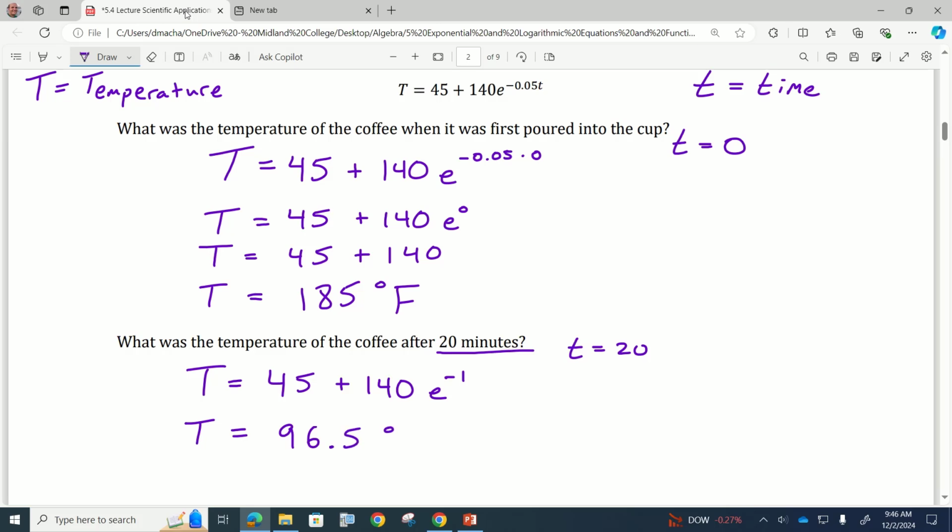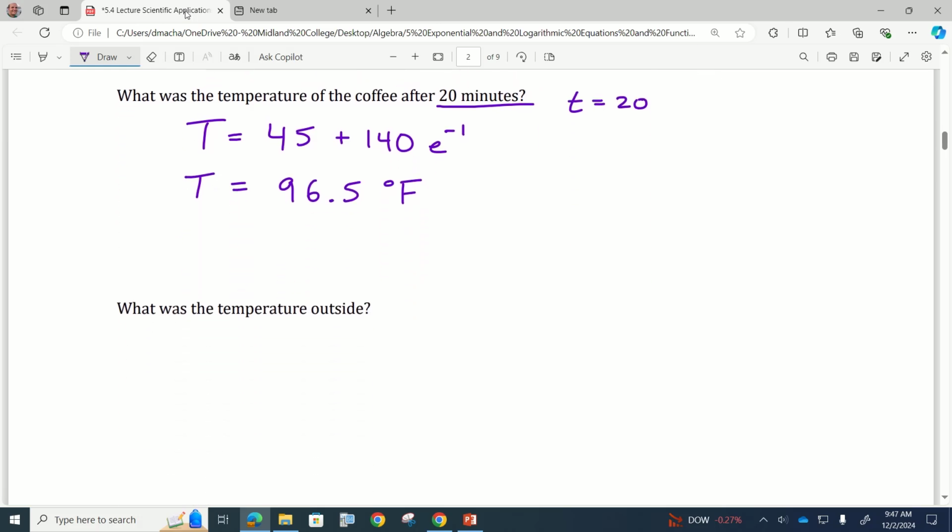96.5 degrees Fahrenheit. So again, it's a warm object, so the heat is flowing from the warm coffee to the cold outside environment, and it's lowering the temperature of the coffee over time as it loses heat. So after 20 minutes, it's only 96.5 degrees.